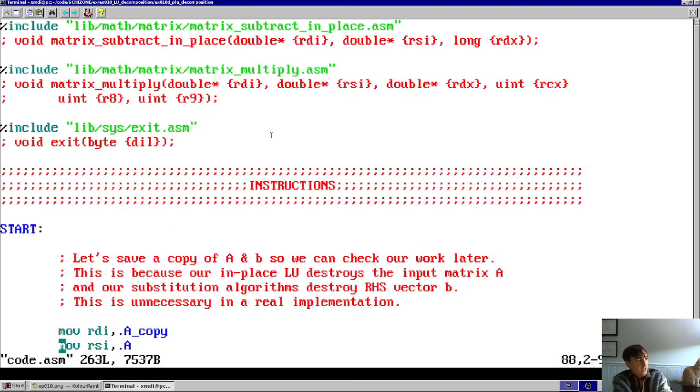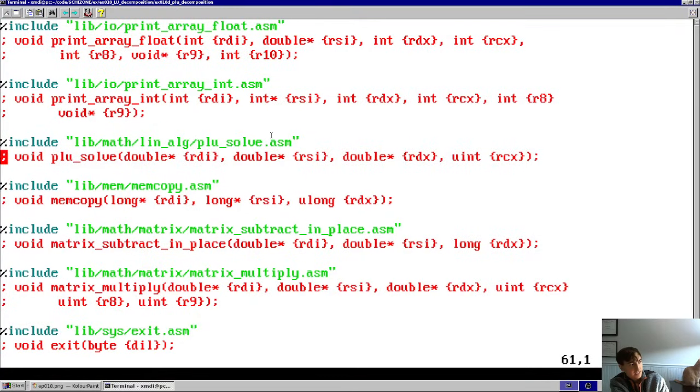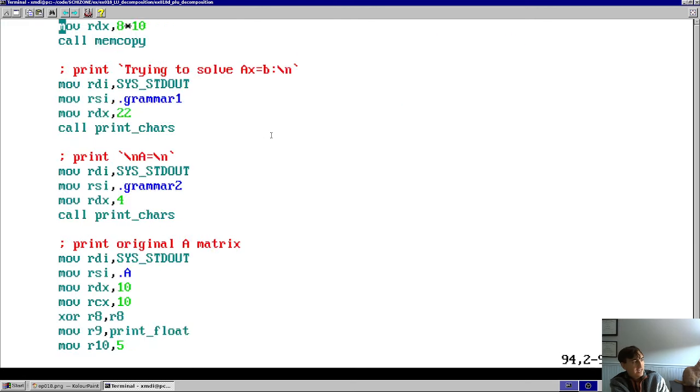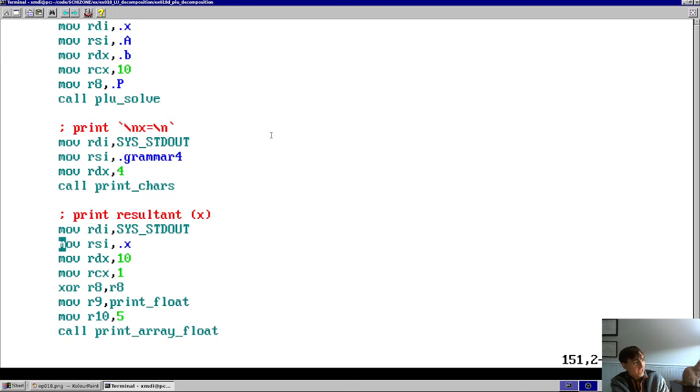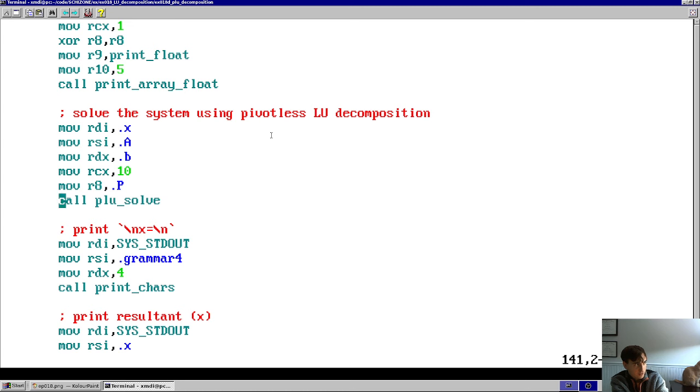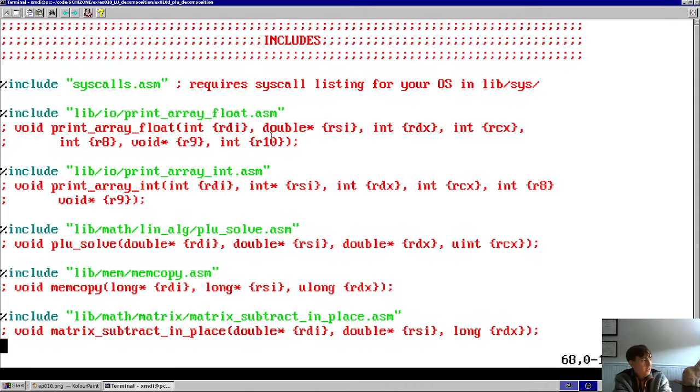How is this different? Well, it looks like the only difference is we changed the call of LU solve to PLU solve, which is all the same thing, except I believe you pass in an additional entry here. Yeah, R8, I've got to change that, let's do it right now. R8 needs to contain the location that you want to return and use to compute the permutation array. And so let's put that in here right now. PLU solve, that's going to be a double. No, it's not, it's an int. I guess it's a uint at R8.